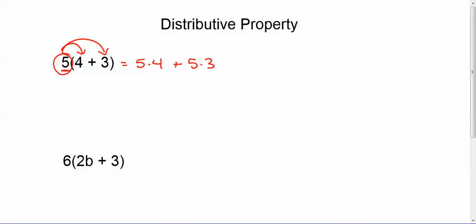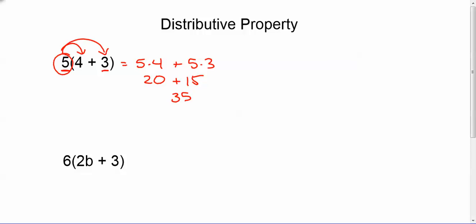The biggest mistake kids make is they forget to multiply that outside number by this term at the end. So you don't want to forget that. So that would be the same as saying 20 plus 15, which is 35. Okay? So if you were to do this ahead of time, you'd see 4 plus 3 is 7. 7 times 5 is 35. But anyway, distributive property looks like that with numbers.